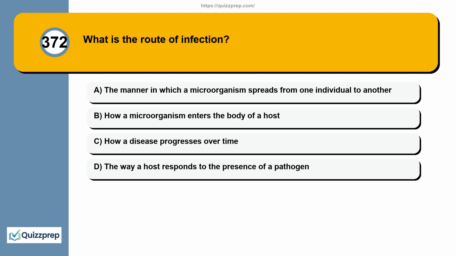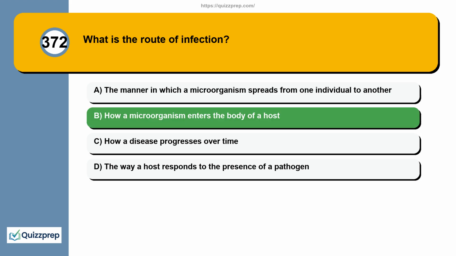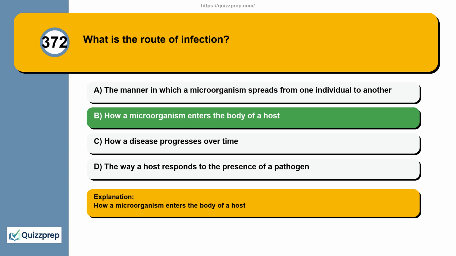Question 372. What is the route of infection? Option A, the manner in which a microorganism spreads from one individual to another. Option B, how a microorganism enters the body of a host. Option C, how a disease progresses over time. Option D, the way a host responds to the presence of a pathogen. The correct answer is option B, how a microorganism enters the body of a host.